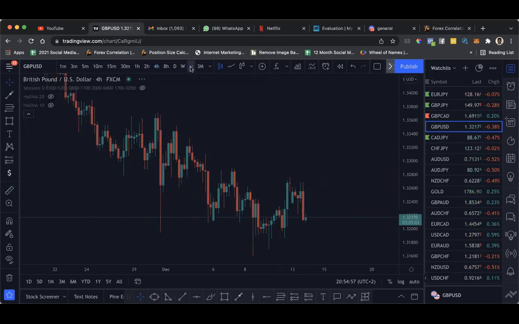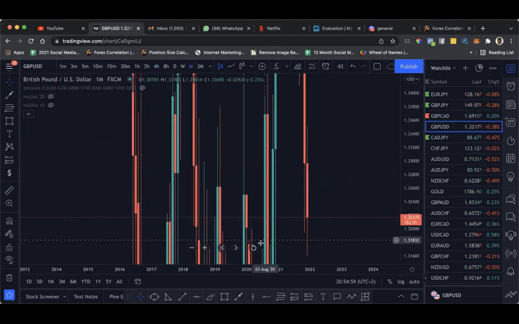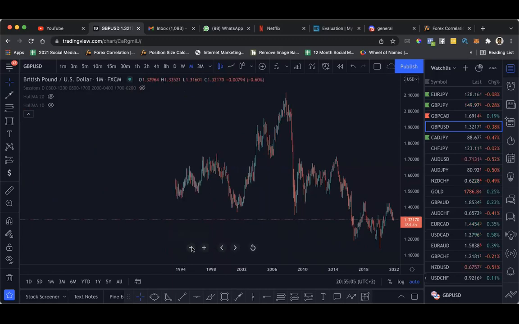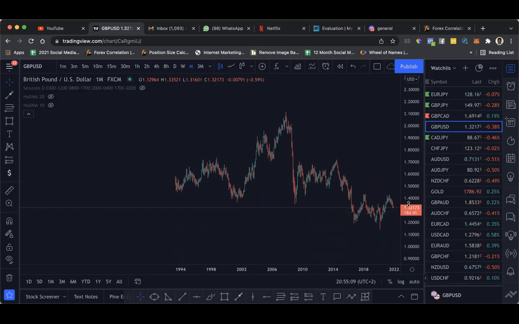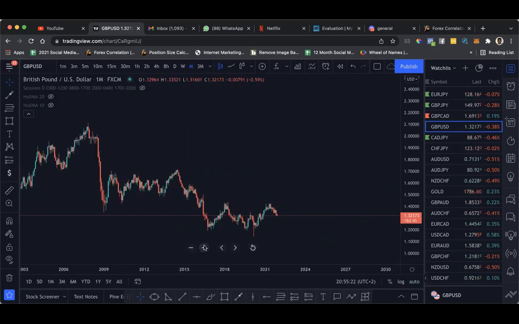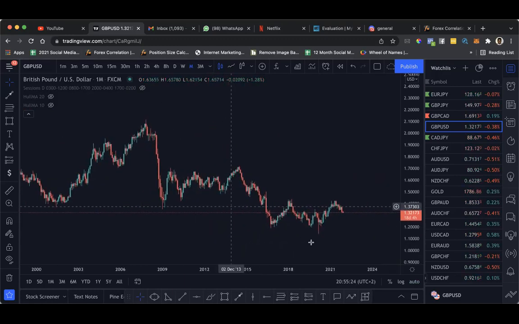So let's go to the monthly chart. Let's check out what's going on the monthly. So GBP/USD has been on a downtrend for a long time. Okay, that's the overall trend of the market. And price is yet to really make a serious lower high, because when you check out the monthly chart here, this is the trend.